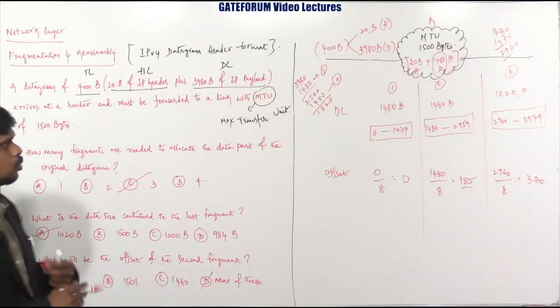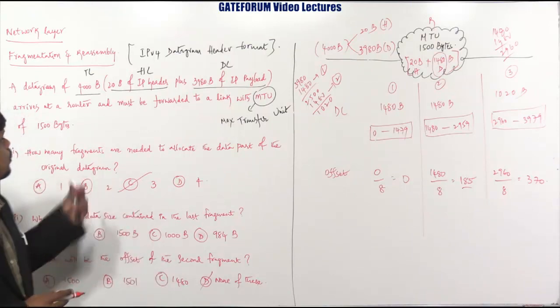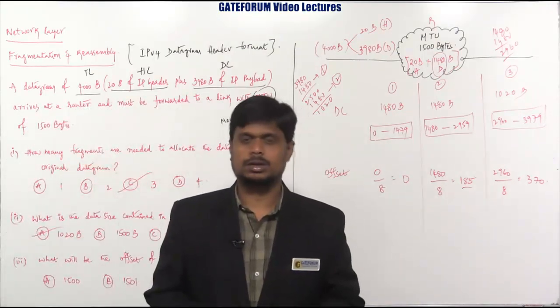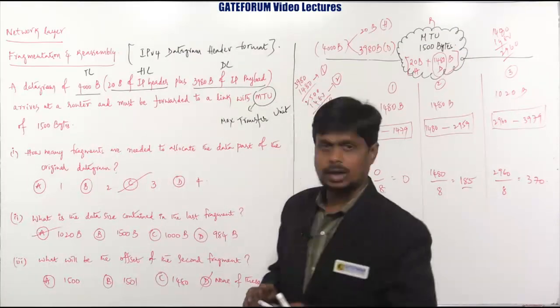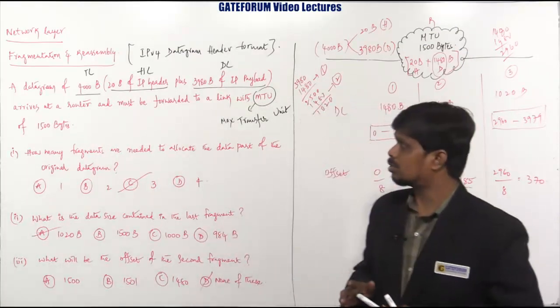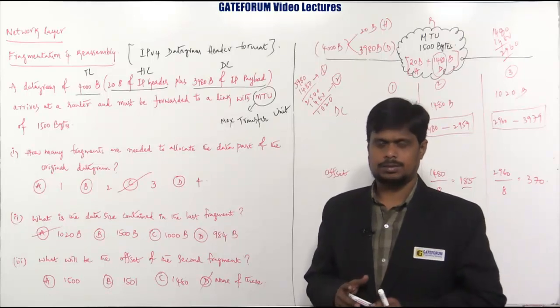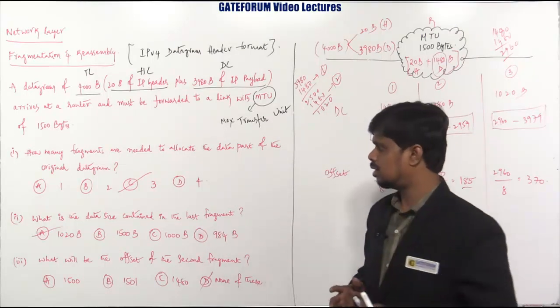So this is the way to solve the numericals based on fragmentation and reassembly of the network layer. I hope you are clear with my explanation. Thank you.